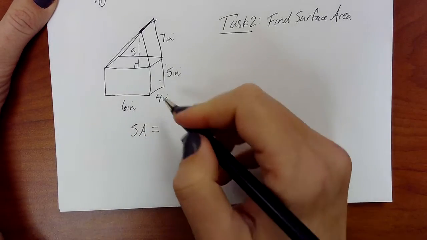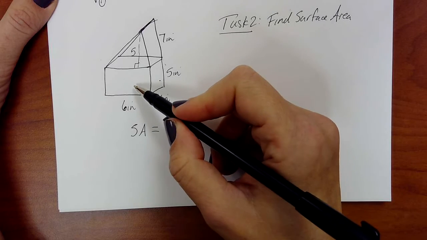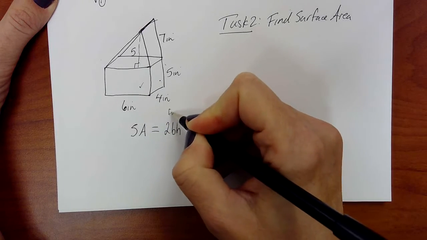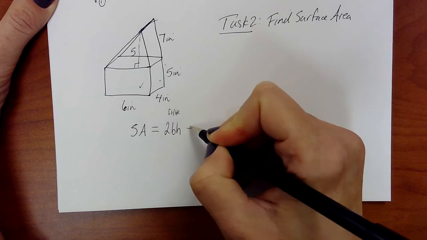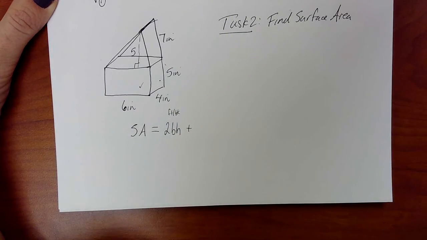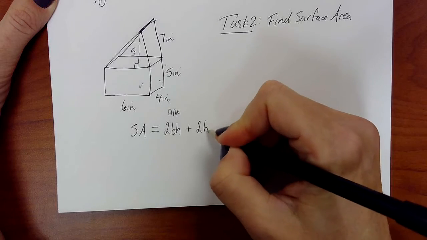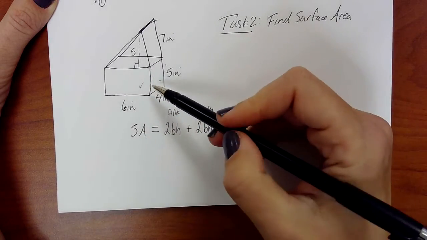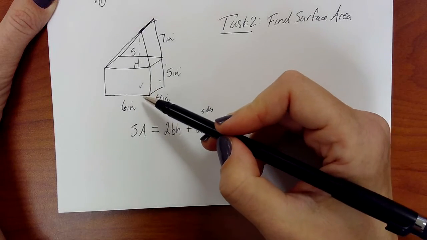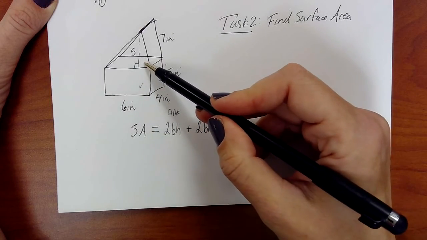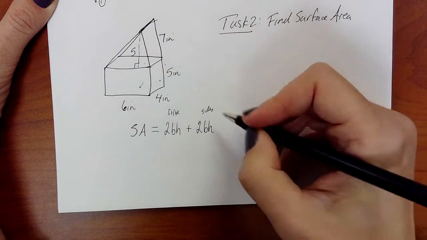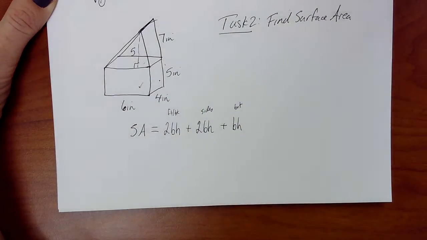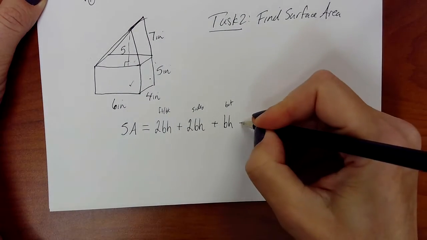All right, so first I'm going to do the rectangular prism. So I'm going to do the front and back. So that's 2BH. And I'm actually going to write here front, back, so I don't forget. Then I'm going to do the sides of the rectangular prism. So sides, there's 2 of them that we would count. Now, the bottom of the rectangular prism is the only one I want to count. I don't want to count the top. That's kind of in the middle of this mess. So this will just be the bottom of the rectangular prism.